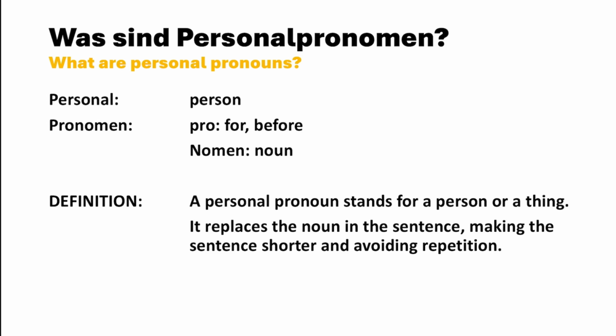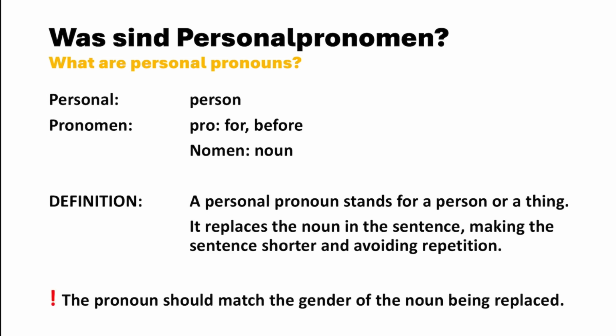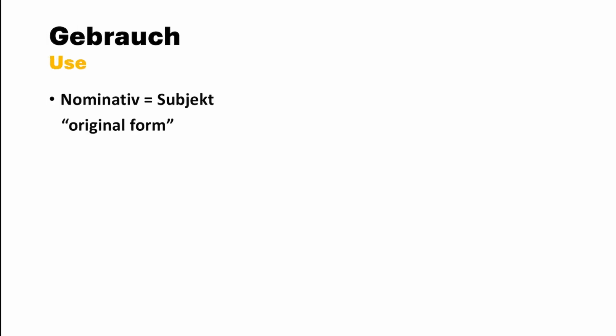Personal pronouns are really similar to English personal pronouns as well, but in German there's one really important thing with the genders. The pronoun should match the gender of the noun that is being replaced. You use it im Nominativ, so you use it as your subject of the sentence, so the original form. To get in more detail about subject, verbs, and objects, you can check out my video, and then come back and continue. Let's get into the pronouns, and then I'll show you some examples.